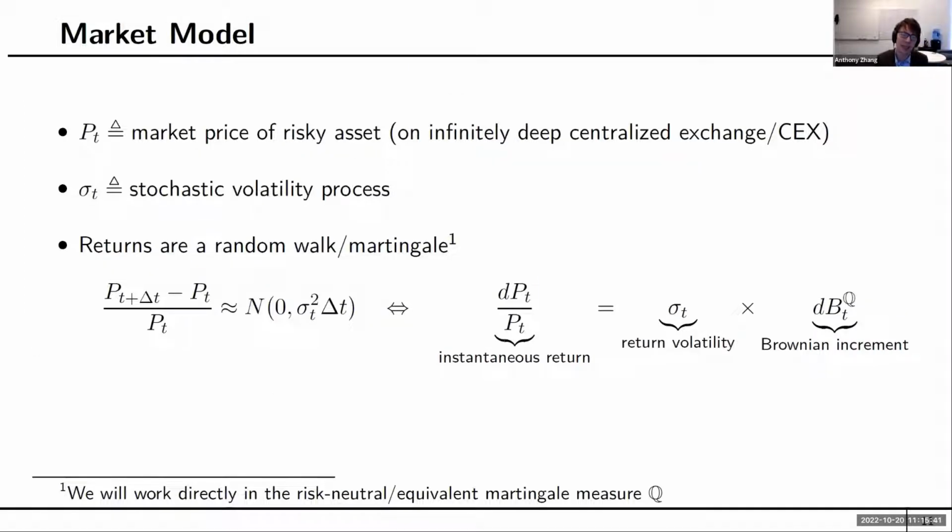So let P_t be the market price of the risky asset in continuous time that drifts around with some possibly stochastic volatility sigma_t. Returns are like geometric Brownian motion. The instantaneous return is equal to the return volatility times the Brownian increment. We're going to work directly in the risk-neutral measure, so expected returns are thus 0.